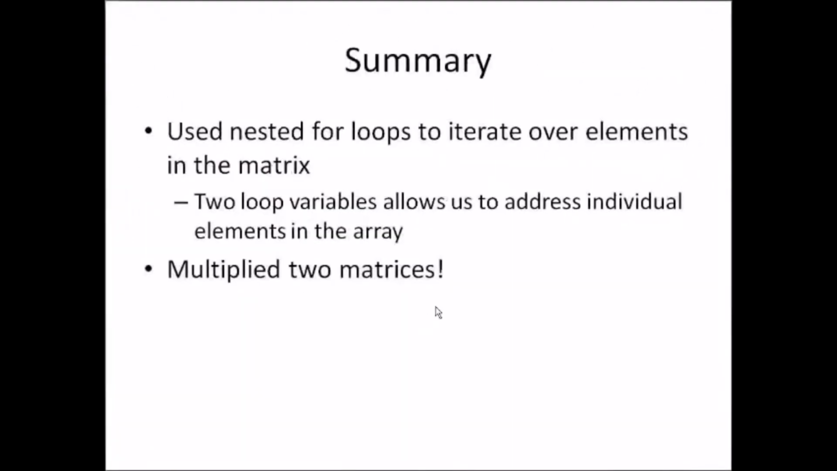So quickly to summarize now, in this video we wrote a method that could calculate the result of multiplying two matrices together. Now matrices are essentially two-dimensional arrays, which means we use nested for loops to iterate over the elements in the matrix. So two loop variables allow us to address individual elements in the two-dimensional array. And that's what we did. We multiplied two matrices together.